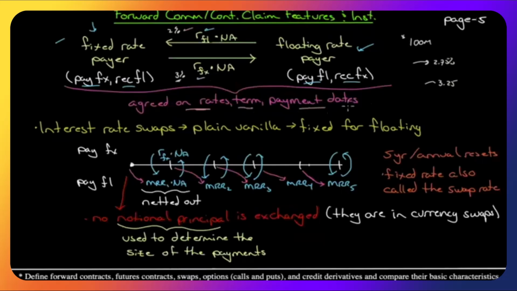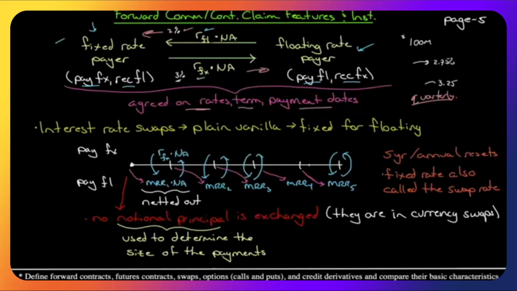You'll agree on the term and on the payment dates. The most common swap is quarterly. Interest payments are swapped quarterly. Now we have money flowing this way and money flowing this way. It doesn't make a lot of sense, so on each date they're netted out and whoever owes is the only one who pays.